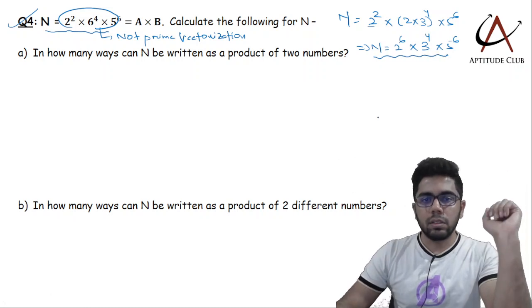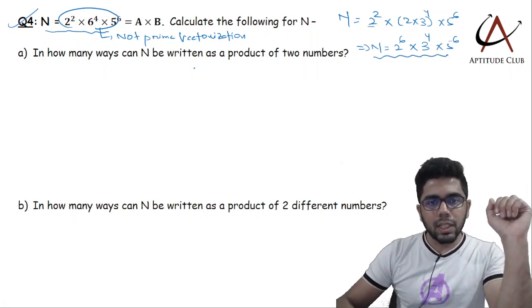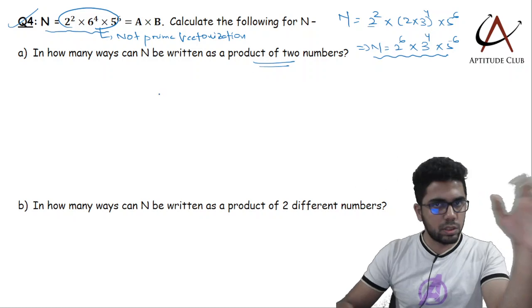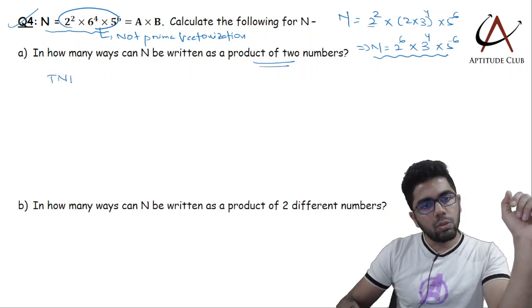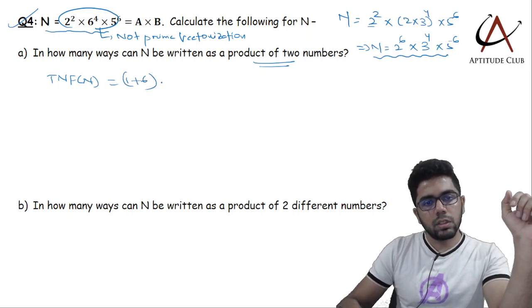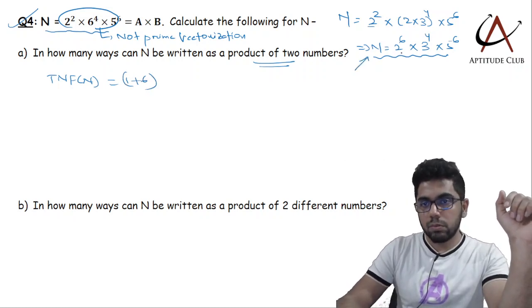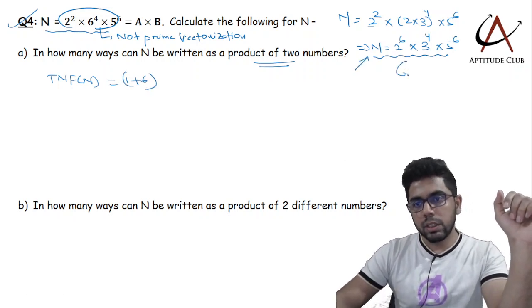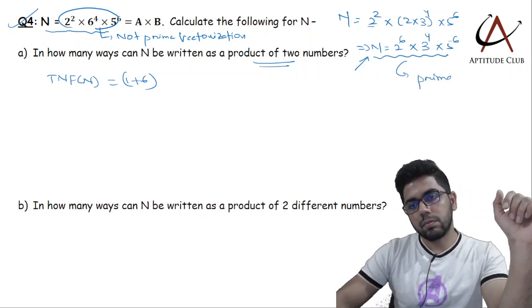This is my n. So in how many ways can n be written as a product of two numbers? Just now we discussed. तो पहले total number of factors of n निकालते हैं. It is 1 plus 6. ये फॉर्मूला है, ये फॉर्म प्राइम फैक्टराइजेशन फॉर्म है. दिस इज प्राइम फैक्टराइजेशन.